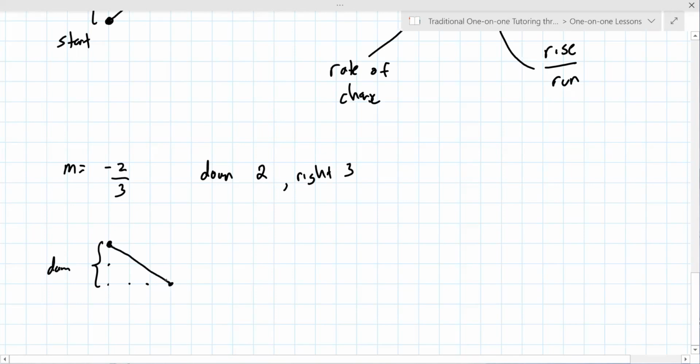Would there ever be a scenario where the run would not go to the right, or is that always just to the right? It's always to the right. Always to the right? Always. Okay. We read left to right. You think of things going right, left or right.